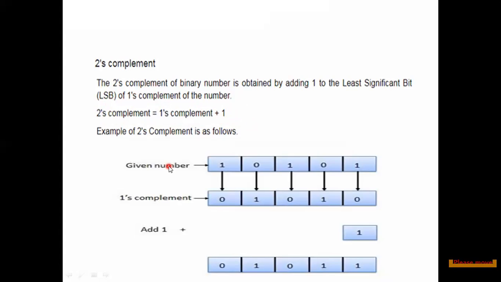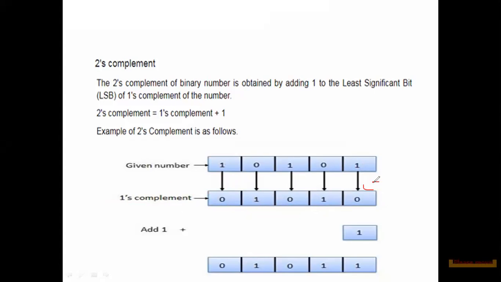Take the number here. This is the given number, 10101. We know how to calculate the one's complement: changing ones to zeros and zeros to ones. So the one's complement: 1 becomes 0, 0 becomes 1, 1 becomes 0, 0 becomes 1, 1 becomes 0. This is the one's complement. For this one's complement, what is the least significant bit? This is the least significant bit.